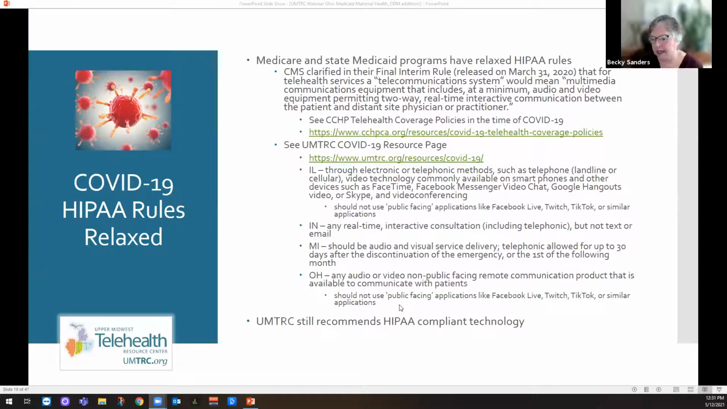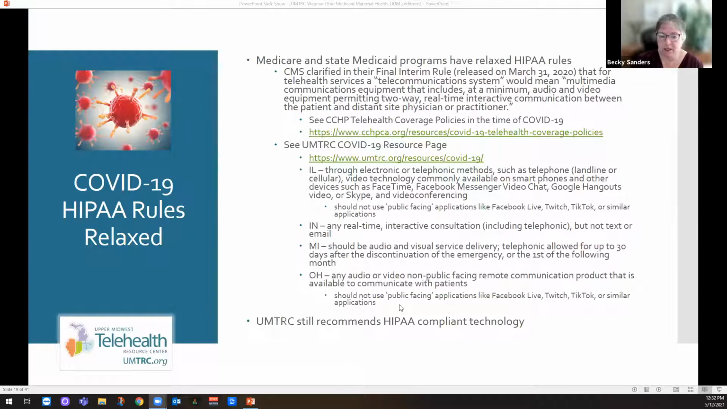And so every state defined it in their own manner, but basically said the same thing, that you could use something like FaceTime or Facebook Messenger video, or Google Hangouts, as long as it wasn't a public facing platform like Facebook Live. Now that we're 14 months into the pandemic, the rumors that I'm hearing are that once the public health emergency sunsets, those HIPAA rules will come back into full force. So now is definitely the time, if you haven't already in your organizations, to make sure that you have a HIPAA compliant video conferencing platform in place.